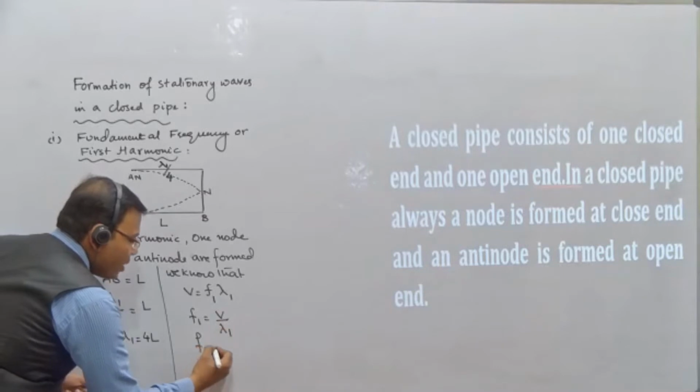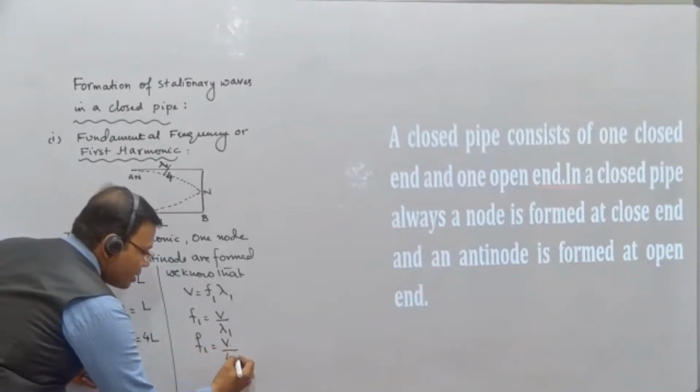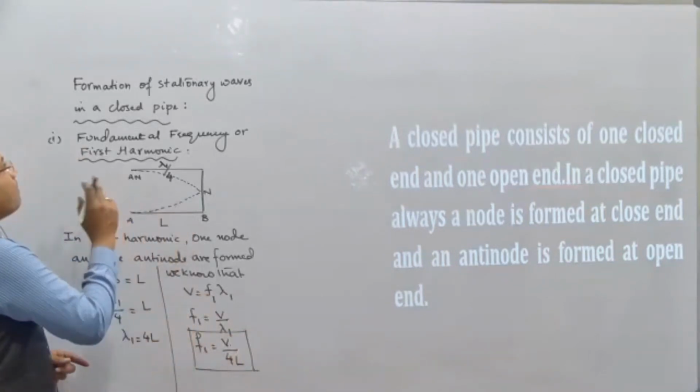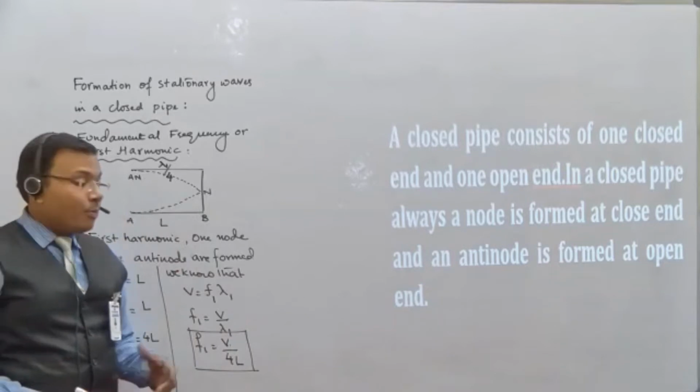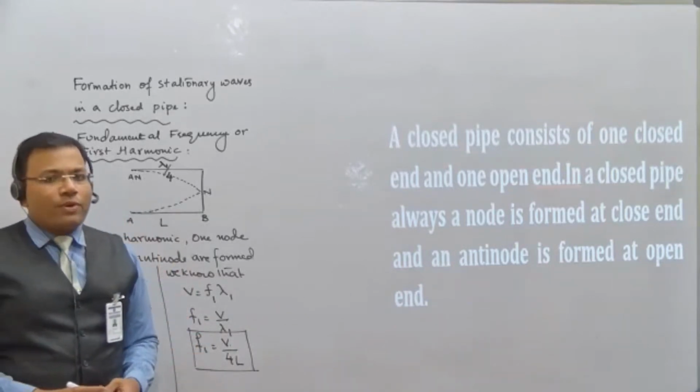So this is F1 equals V by lambda 1. What is lambda 1? It is 4L. So I will write it as 4L. So this is the fundamental frequency that we have in a closed pipe. Hope you have understood this part.